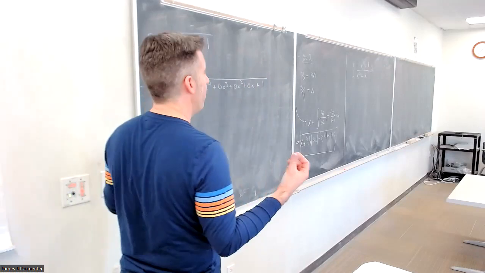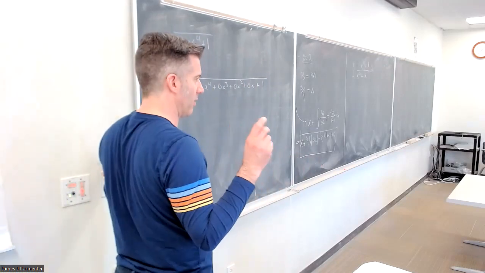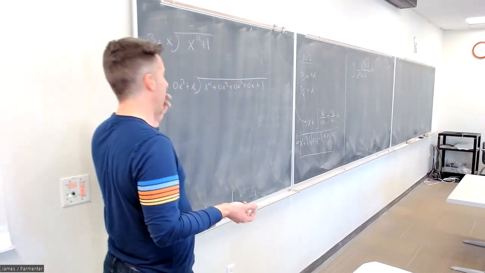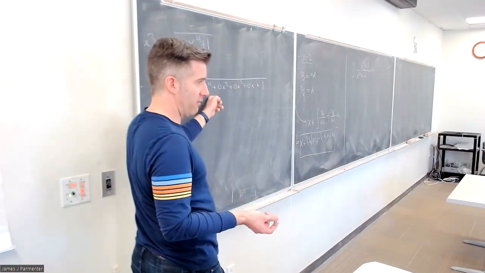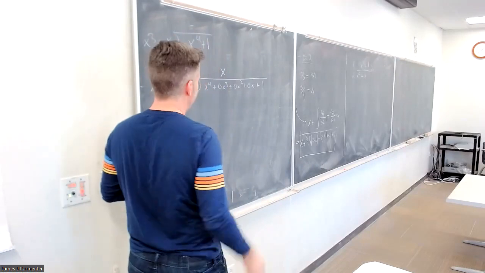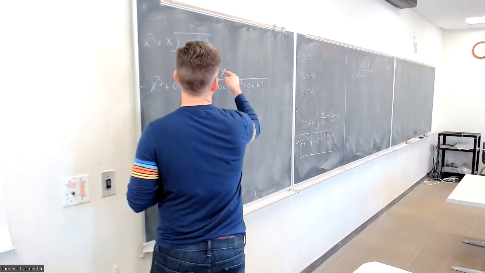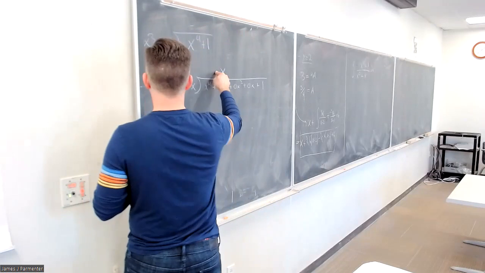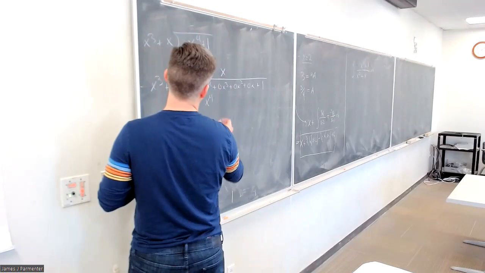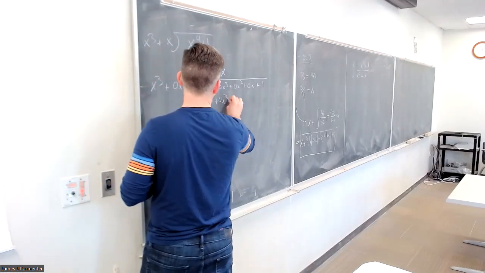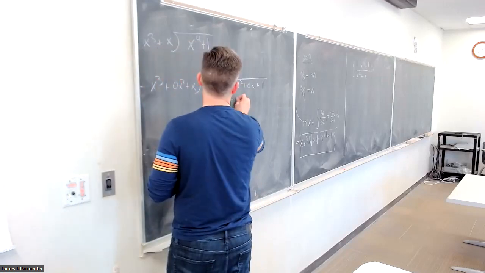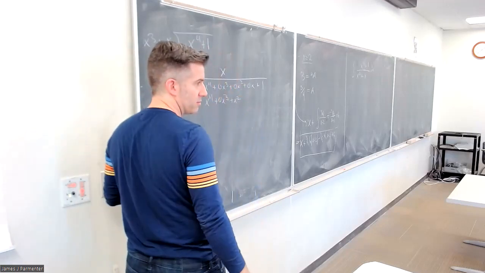So then you ask yourself, you can ask it the regular division way, how many times does this go into this? But the better question to ask yourself is, what do you multiply by x cubed to get x to the 4th? The answer is x. I don't care where I put it, it doesn't matter. And then you multiply this by all of this. So x times x cubed is x to the 4th. x times 0x squared is 0x cubed, and x times x is x squared.